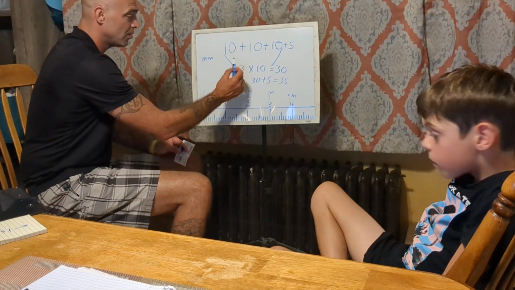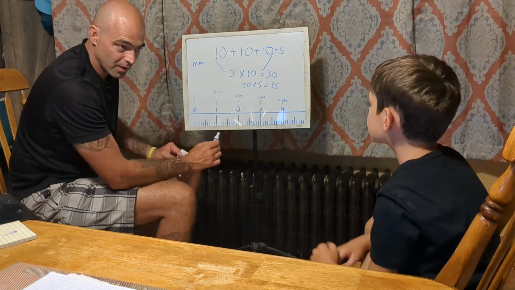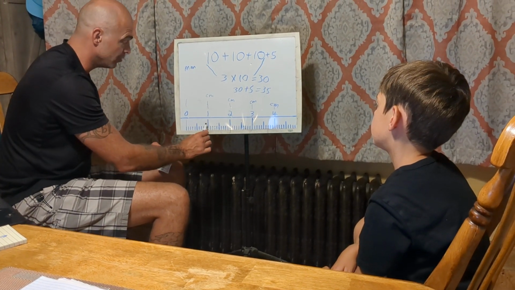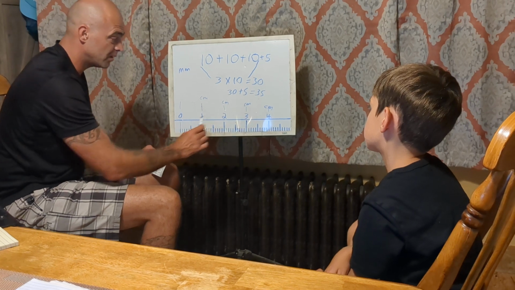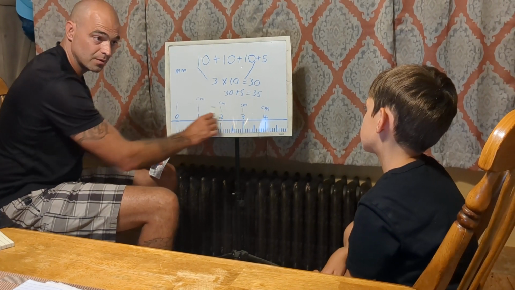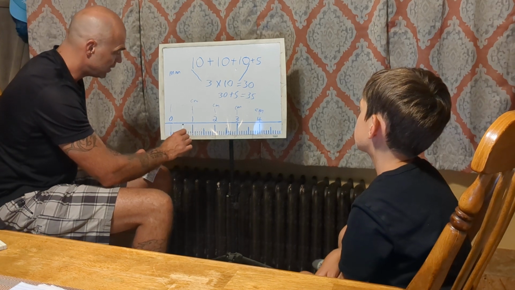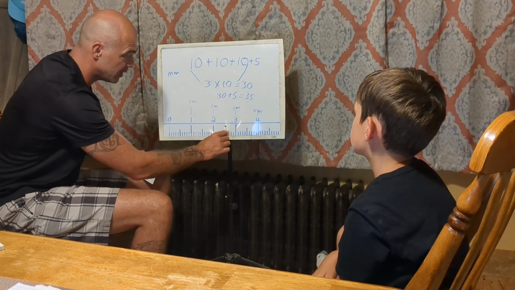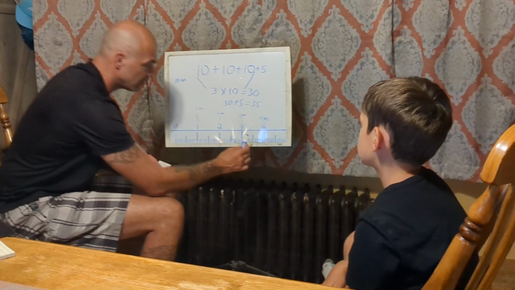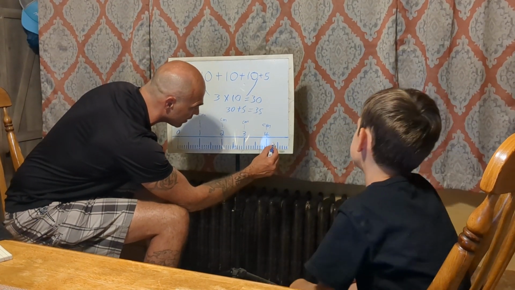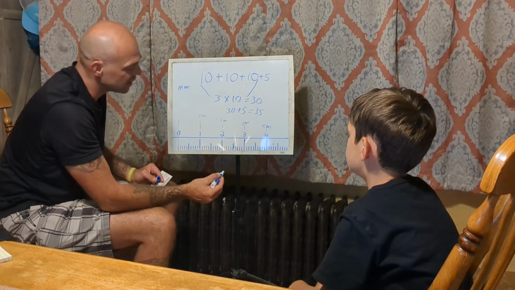Okay, so this is a simple way of starting to understand what multiplication is. We're taking groups and saying we've got 3 groups with 10 in each group, right? So if we take 3 groups of 10, we know we have 30. So if I put a dot right here, what's that one right there?